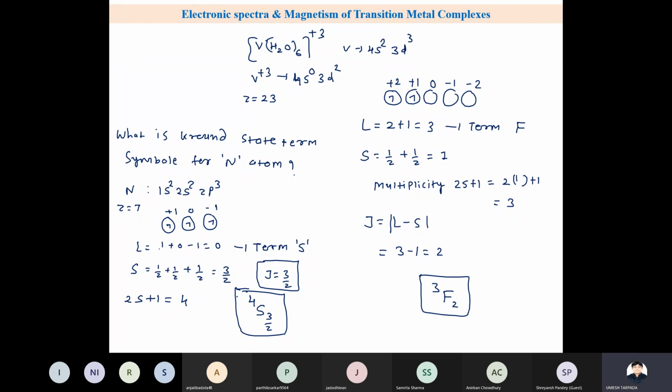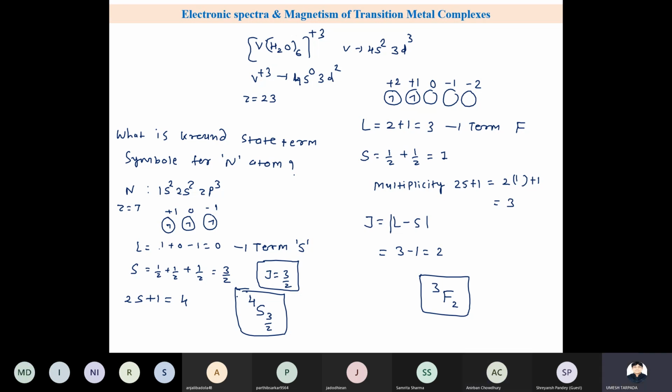So for the ground state term symbol, first check the L value, in order to make a study of energy. S is low compared to P, and P is low compared to D. So first check the L value. If the L value is more, the energy is less. After that, you can go for multiplicity. These are the different ways we will calculate it.